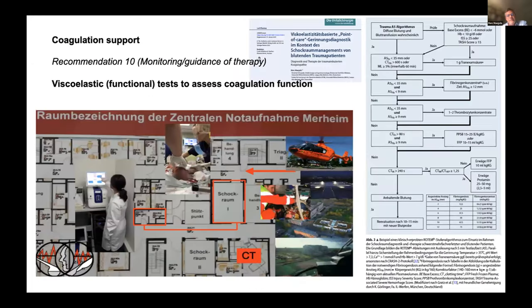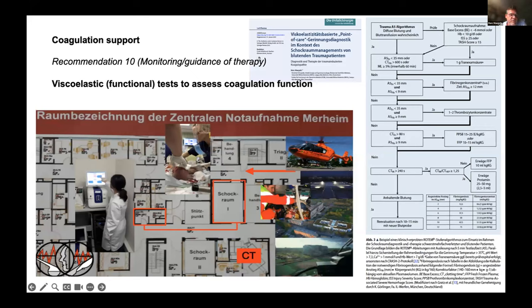And I would like to take you with me for a short journey into our medical center here in Cologne, where we are at a very short distance from our resuscitation room that's shown here, the shock room. And this is around a 10 meter walk, where we have installed what I would call a point of care assessment room.